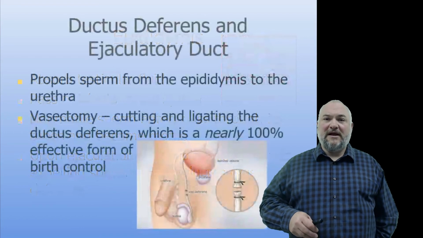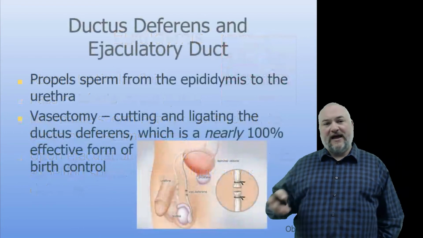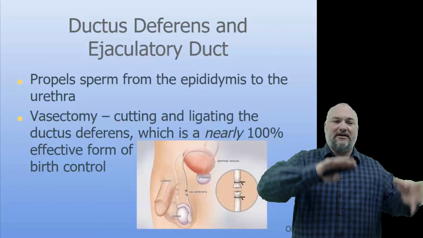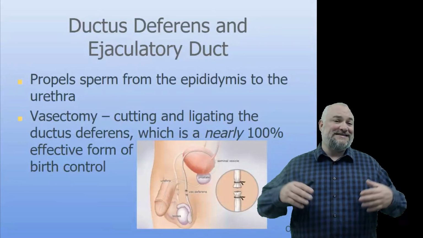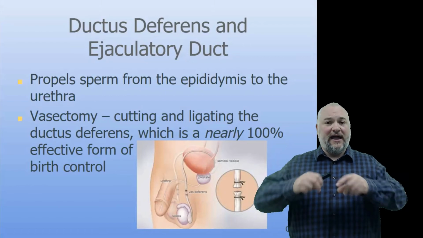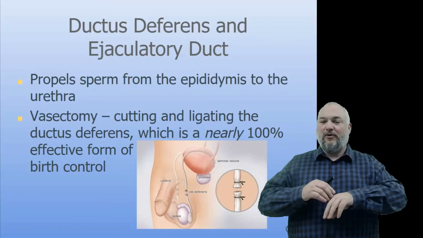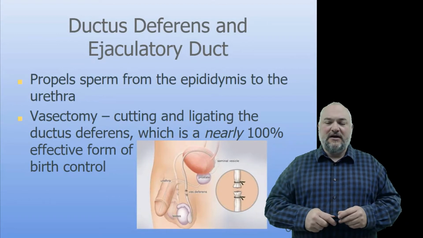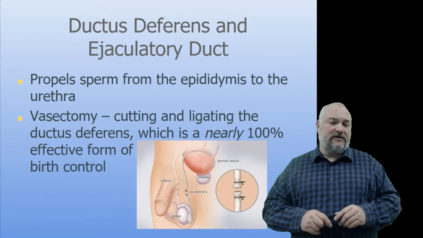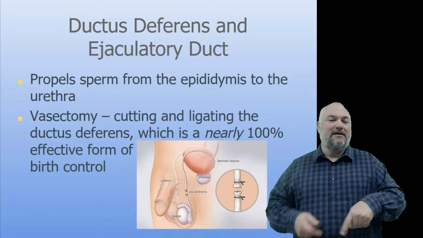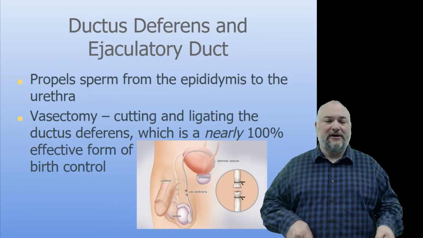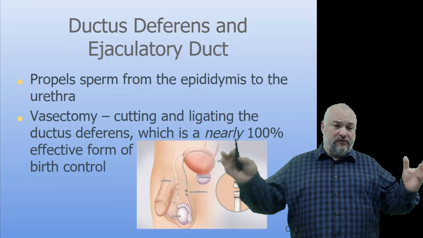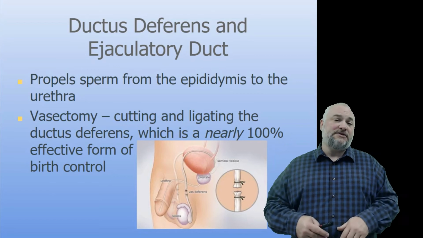So now we get the sperm in the ductus deferens or vas deferens, and that's basically going to be the main channel for the sperm to get to the urethra. If you've heard of a vasectomy, that's where you cut and tie off or clip or suture, ligate the ductus deferens, which is a nearly 100% effective form of birth control. If you can't get the sperm to the penis and through the urethra, even though ejaculate will still come out, most of the fluid volume will still come out, but there won't be any sperm in it.